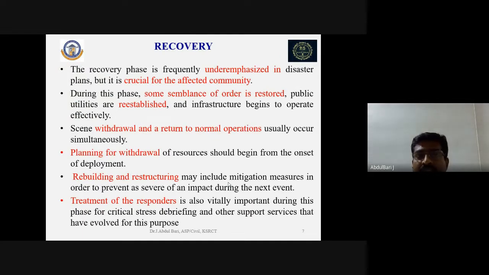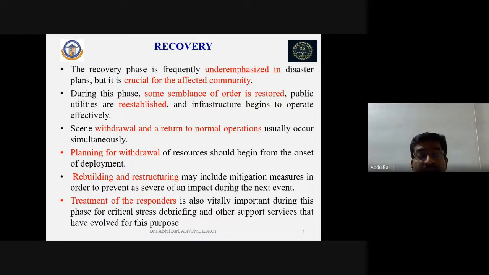And the recovery phase is frequently underemphasized in the disaster plan, but it is crucial for the affected communities. During this phase, some semblance of order is restored, public utilities are re-established, and infrastructure begins to operate effectively. The scene withdrawal and the return to normal operations usually occur simultaneously. Planning for withdrawal of the resources should begin from the onset of deployment, and rebuilding and restructuring may include mitigation measures in order to prevent a severe impact during the next event.